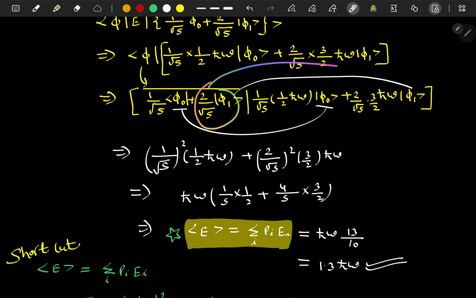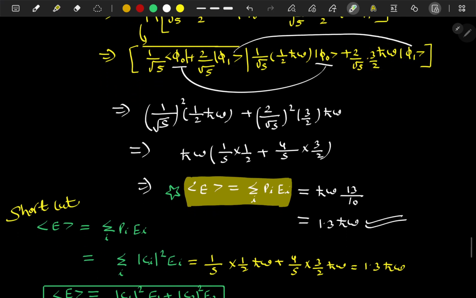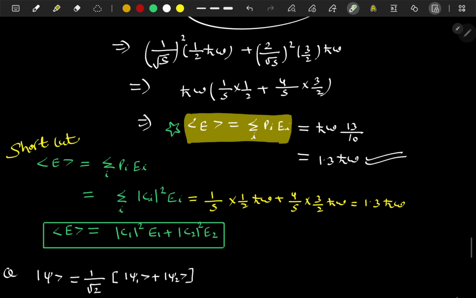Now for these two, (2 upon root 5) squared, the energy is 3 by 2 h cross omega, and phi 1 with phi 1 will be 1. So we are left with h cross omega times 1 by 5 into 1 by 2 plus 4 by 5 into 3 by 2. So that will be the energy.